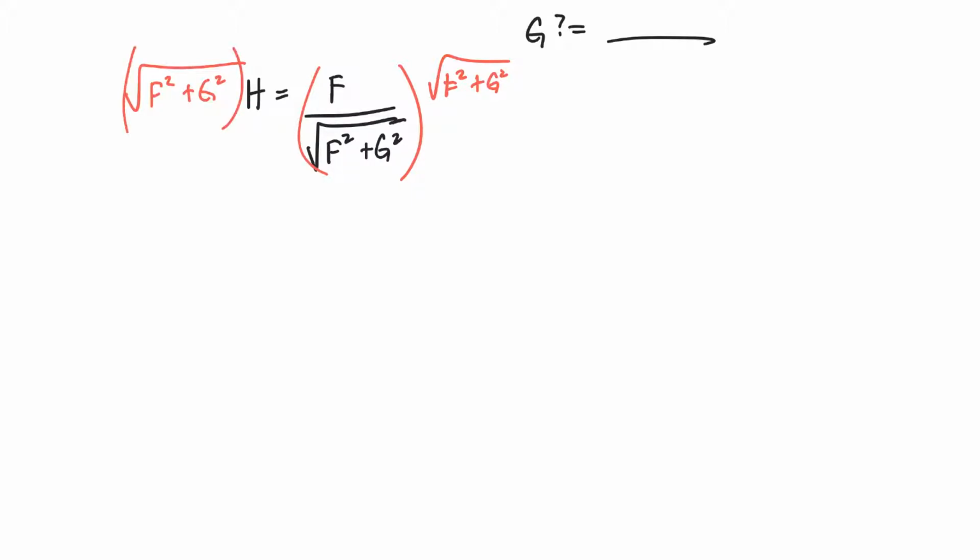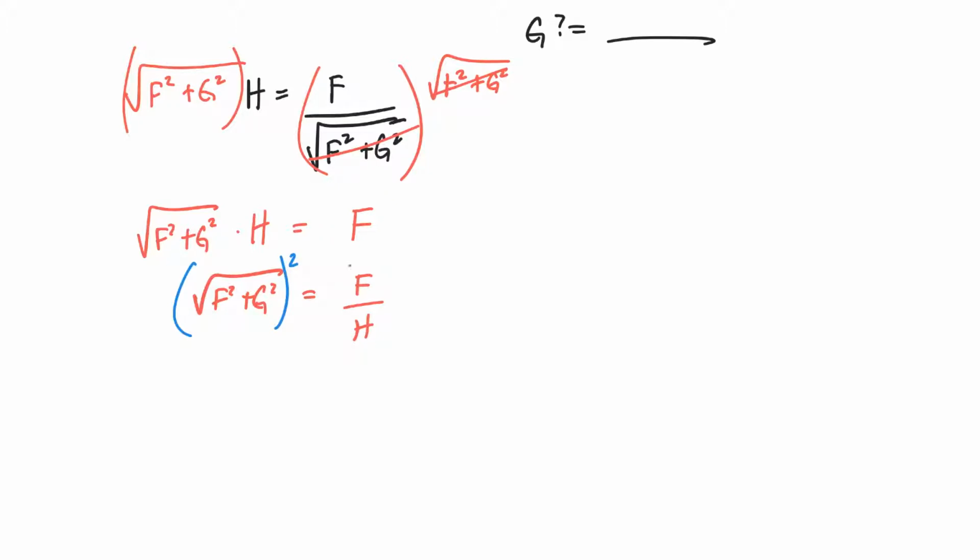Okay, so on this side they cancel. So I'm left with square root of f squared plus g squared times h is equal to f. Divide both sides by h. So we get square root of f squared plus g squared is equal to f over h. And then to get at the g, I'm going to have to square both sides. So I'll square this side and square this stuff. So on the left, I'll have f squared plus g squared is equal to f squared over h squared.